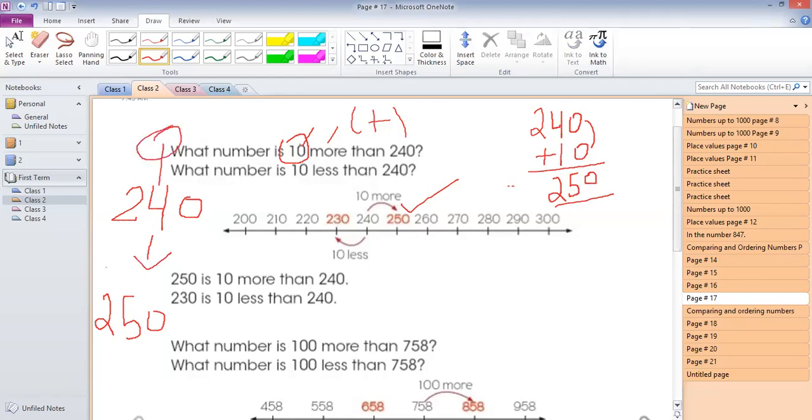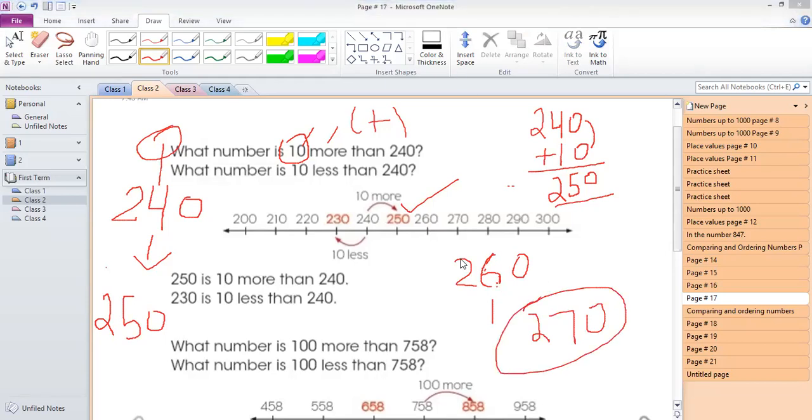Just add 1 on this 4, because you are adding 10. The hundreds value will stay the same, the ones will stay the same. Only you will have to add 1 on the tens, because you are adding 10. Same here if it is 260. You are adding 10 to 260. So how many tens? 6 tens. If you add one more 10, 6 plus 1, 7. It will become 270. Clear, guys?